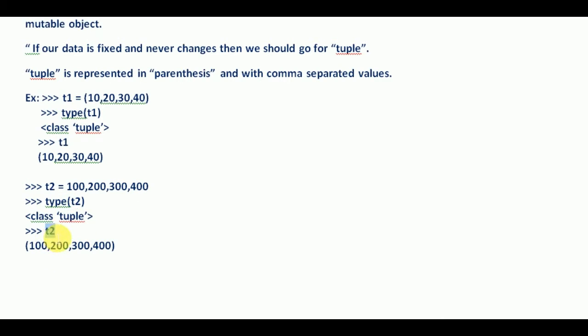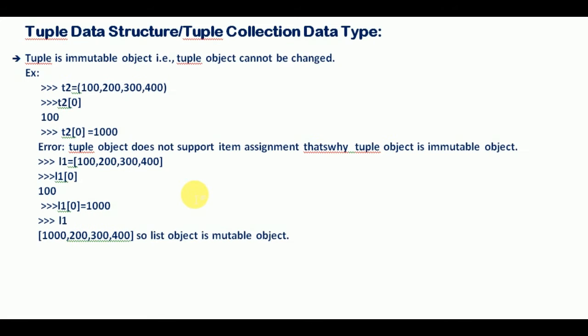When we initialize the value without parentheses, Python adds the parentheses at print display time. So when we fetch the value, it comes with parentheses. Parentheses are used to represent the tuple. Here in this example we have tuple T2, which contains the elements.